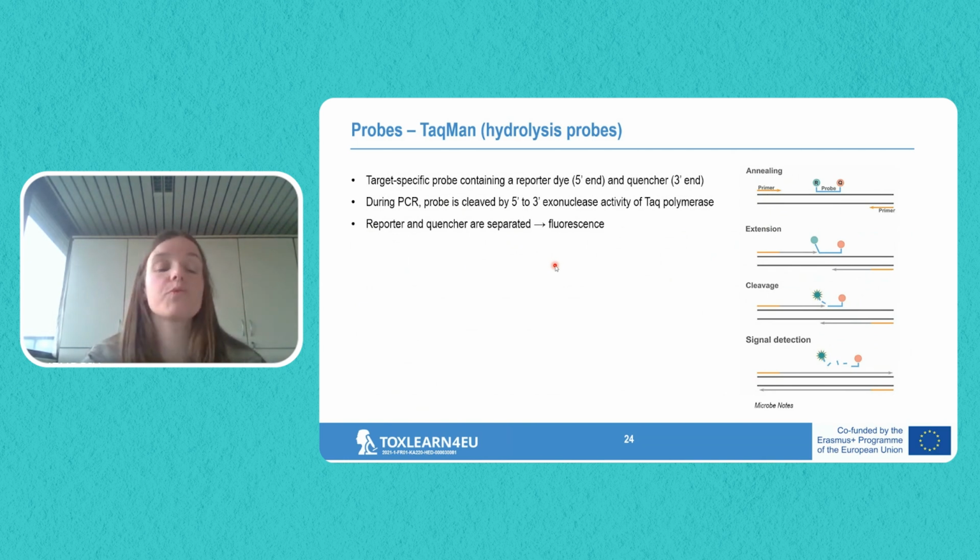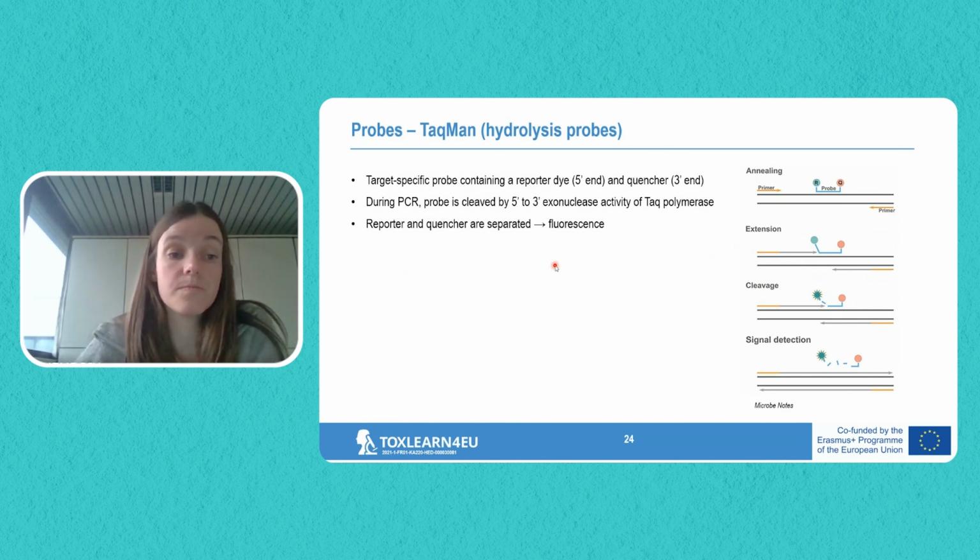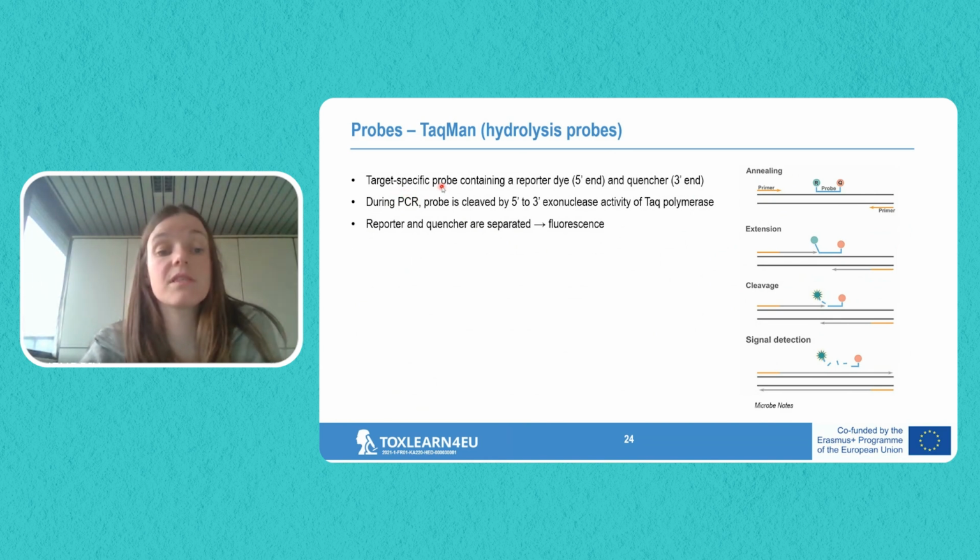Then another type of probes that are often used in qPCR analysis are so-called TaqMan probes, and these are hydrolysis probes. So these are target-specific probes, so it means that they're specific for the product that you want to amplify, so they're complementary to a certain sequence of the cDNA located between the two primers that you're using. And what's specific about these probes is that they have a reporter dye shown with an R here at the 5' end and a quencher at the 3' end, which is indicated here by a Q.